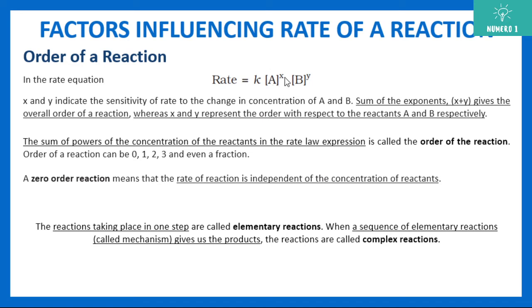Now, important here is the sum of the exponents, that is x and y. So x plus y is the overall order of reaction. Overall order of reaction is x plus y, and x is simply the order with respect to reactant A, and y is simply the order with respect to reactant B. So please note, x plus y is what is very important. The sum of the powers of concentration of the reactants in the rate law expression is called the order of reaction. So order of reaction can be 0, 1, 2, 3, or it can also be a fraction. Please note that it can be a fraction also.